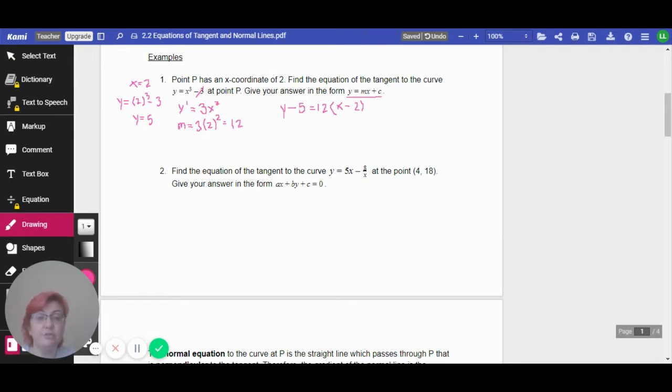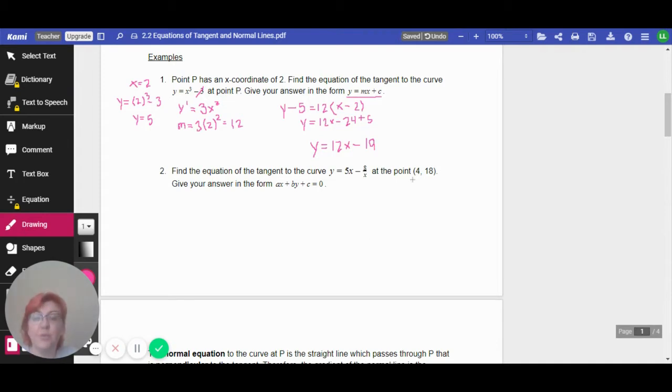So to convert over to gradient intercept, I am going to move the 5 by adding it to both sides. y equals, and I'm going to distribute the 12. So 12x minus 24 plus 5. So then, the line that is tangent to the curve y equals x cubed minus 3 when x equals 2 is y equals 12x minus 19.